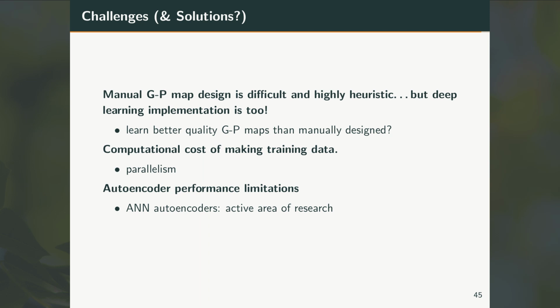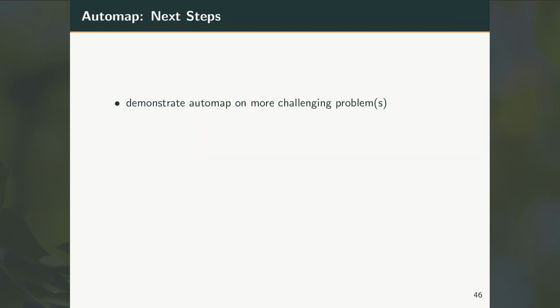Artificial neural network autoencoders are an active area of research. So this method stands to benefit from continuing advances in that field. And also, this concept isn't necessarily directly tied down to the artificial neural network implementation of autoencoders. So if someone finds a clever, better way to do autoencoders, this method could also benefit.